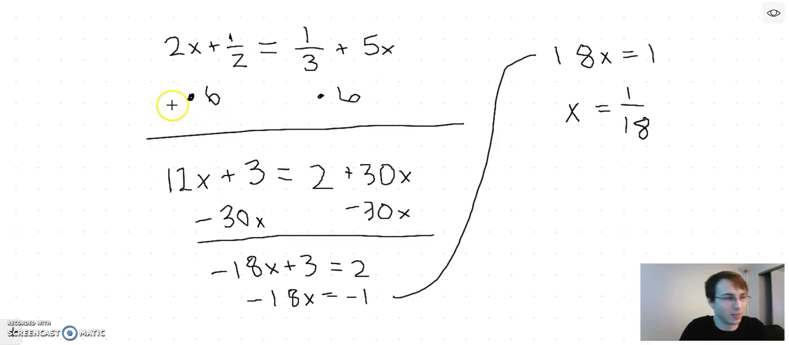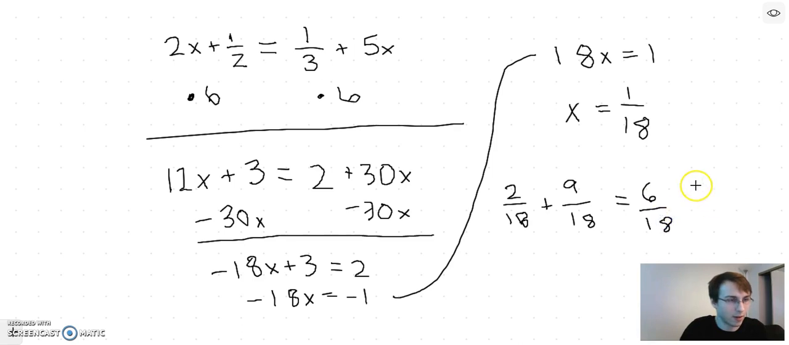I guess this is kind of a nasty equation to check, but let's do it anyway. So 2x, that's 2 over 18, plus 1/2 is like 9 over 18, equals, well, 1/3 is like 6 out of 18, and plus 5 out of 18, because x is 1 over 18, and we're multiplying that by 5. So 11 out of 18 equals 11 out of 18. Yeah, it checks out, matches up. Good.